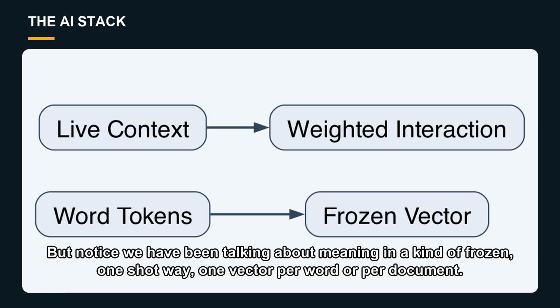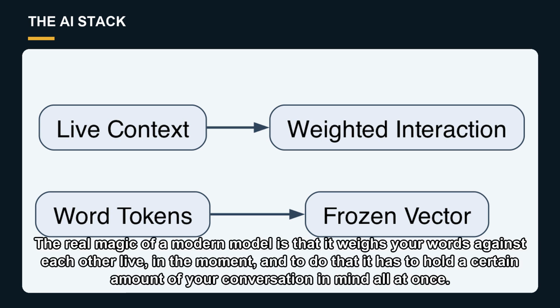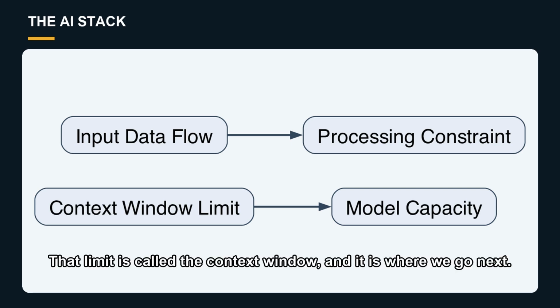But notice we have been talking about meaning in a kind of frozen, one-shot way, one vector per word or per document. The real magic of a modern model is that it weighs your words against each other live in the moment, and to do that, it has to hold a certain amount of your conversation in mind all at once. There is a hard limit on how much it can hold, and when you cross it, things break in surprising ways. That limit is called the context window, and it is where we go next.